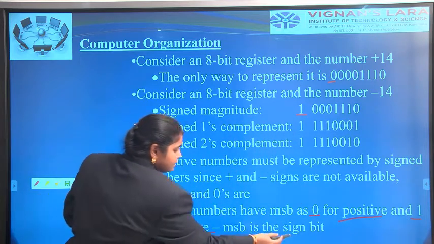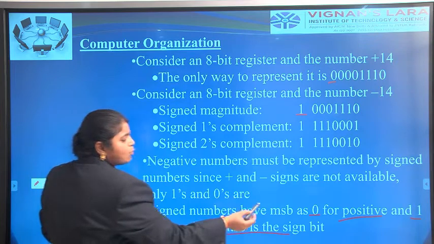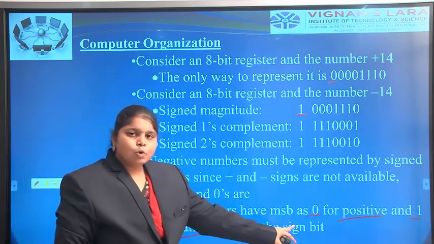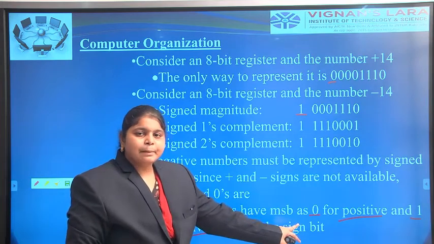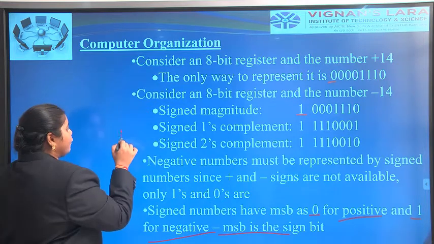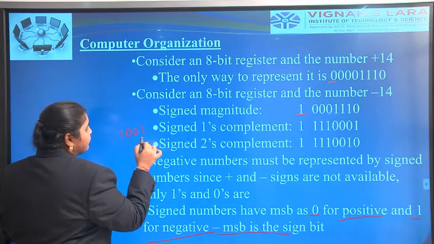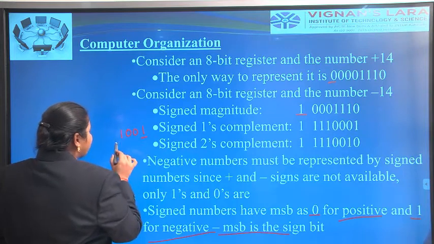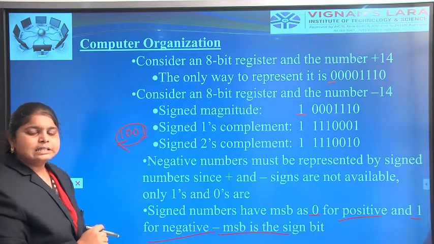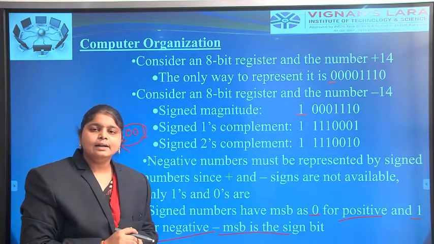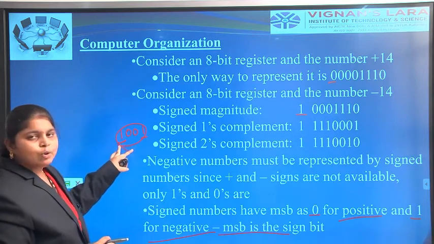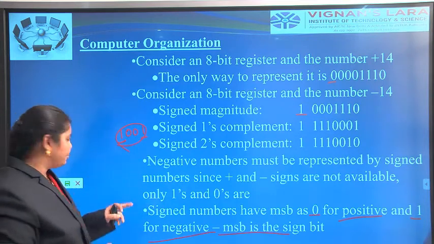Already we discussed it. Okay, signed numbers have the most significant bit. MSB means most significant bit. LSB means least significant bit. Least significant bit means the right side of the number. Most significant bit means the left side of the binary number. That is the difference between the most significant bit and least significant bit. The most significant bit can be 0 meaning positive, 1 meaning negative.